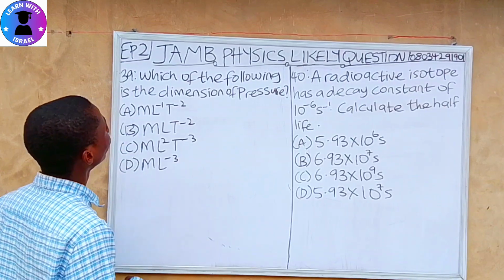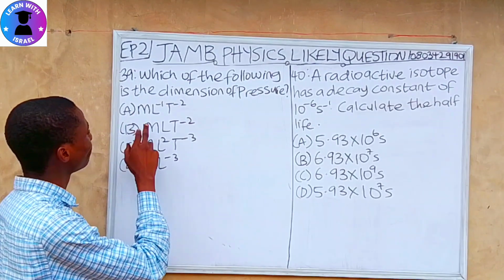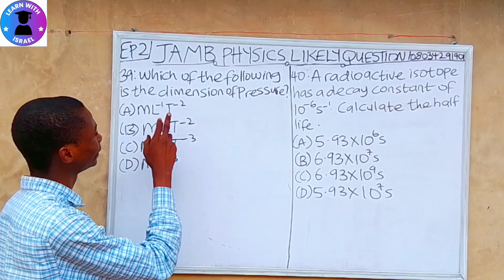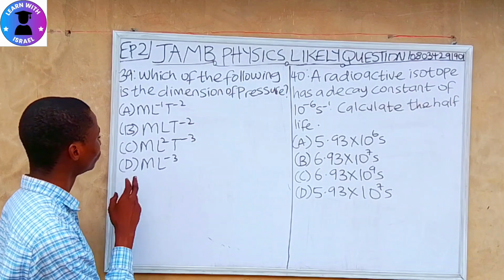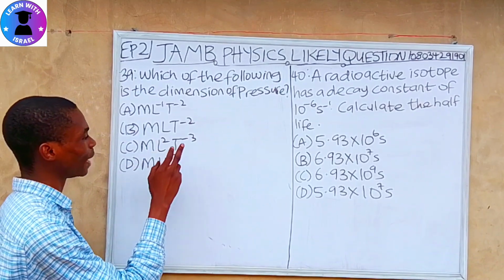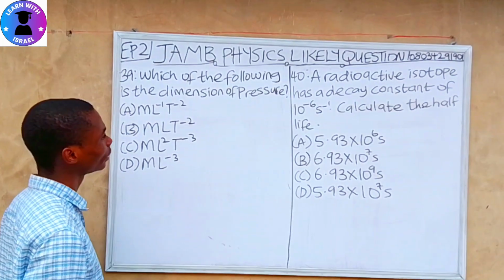Question 39. Which of the following is the dimension of pressure? A. ML raised to the power minus 1 T raised to the power minus 2. B. MLT raised to the power minus 2. C. ML raised to the power 2 T raised to the power minus 3. D. ML raised to the power minus 3.